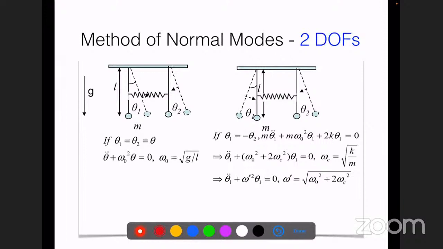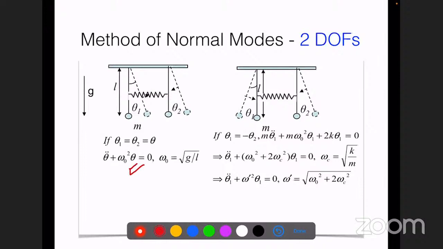Now you can break this problem into two sub-problems. In problem one, you can have the spring just remain unstretched or uncompressed. It stays in its native length. So it's as if there is a rigid rod which is connecting the two pendulums. If the two objects were swinging perfectly in sync, then theta 1 is equal to theta 2 is equal to theta. So then I can write down an equation of motion which doesn't really make any distinction that I have two objects here with 2 degrees of freedom. It's as if it's just a single object with a single degree of freedom.